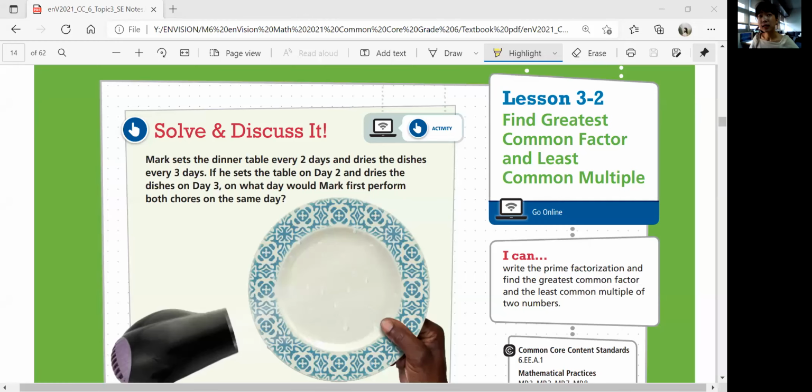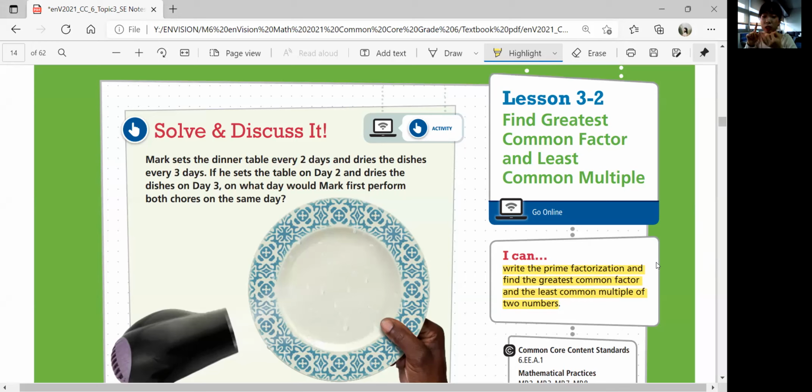Hi, this is Math 6, Lesson 3-2, the second lesson of Topic 3. In this lesson, you'll write the prime factorization and find the greatest common factor and the least common multiple of two numbers. So you'll find the prime factorization of a whole number, and you'll find the GCF, greatest common factor, and the LCM, least common multiple of two whole numbers.